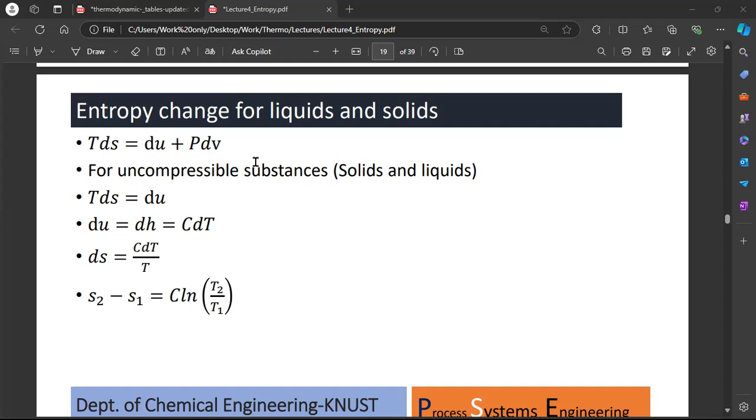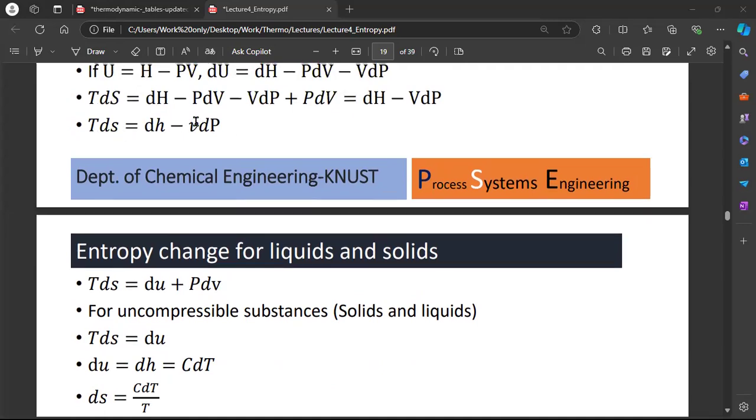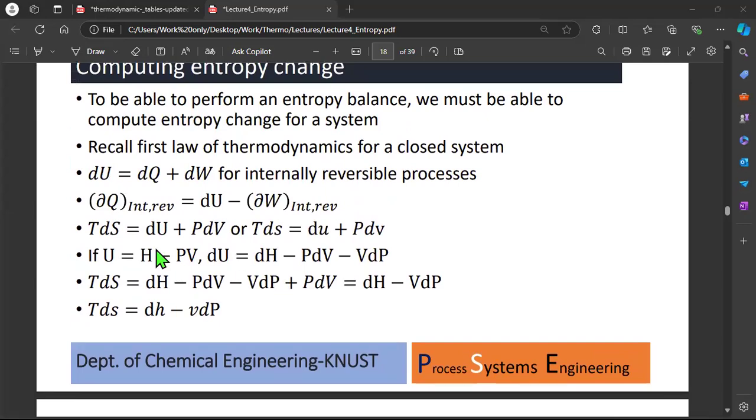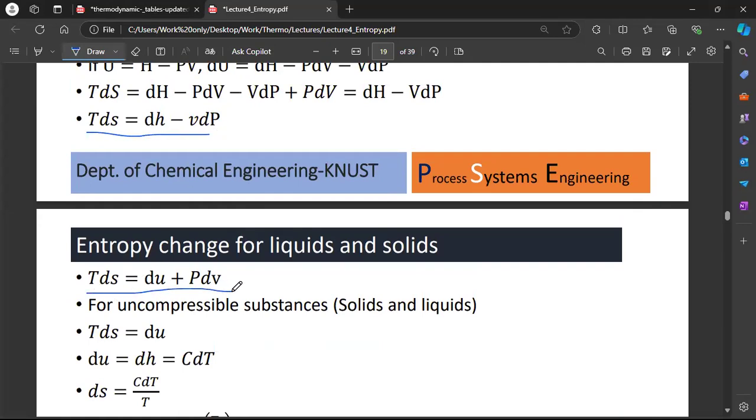Okay. Now we are seeing here that TdS is equal to dH minus VdP. But we also earlier said that TdS can be represented with dU plus PdV, right? So we have those two expressions that we can work with.